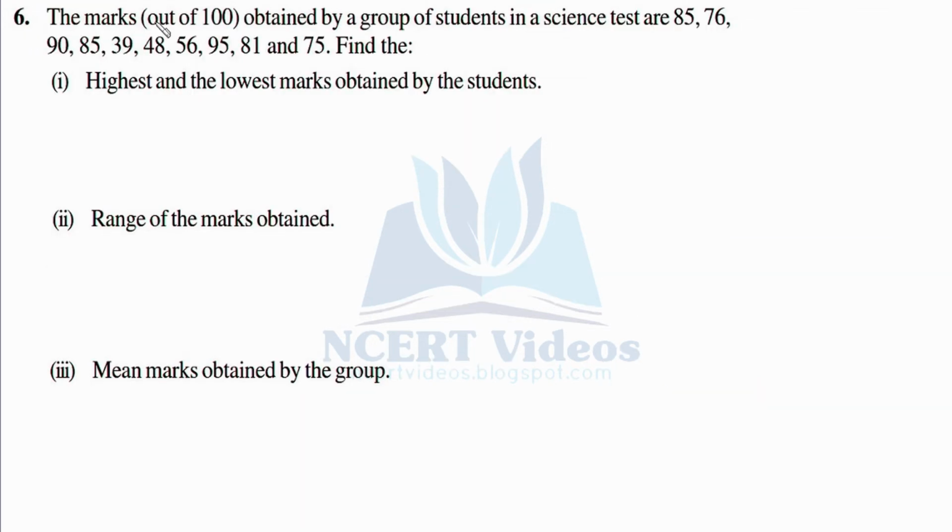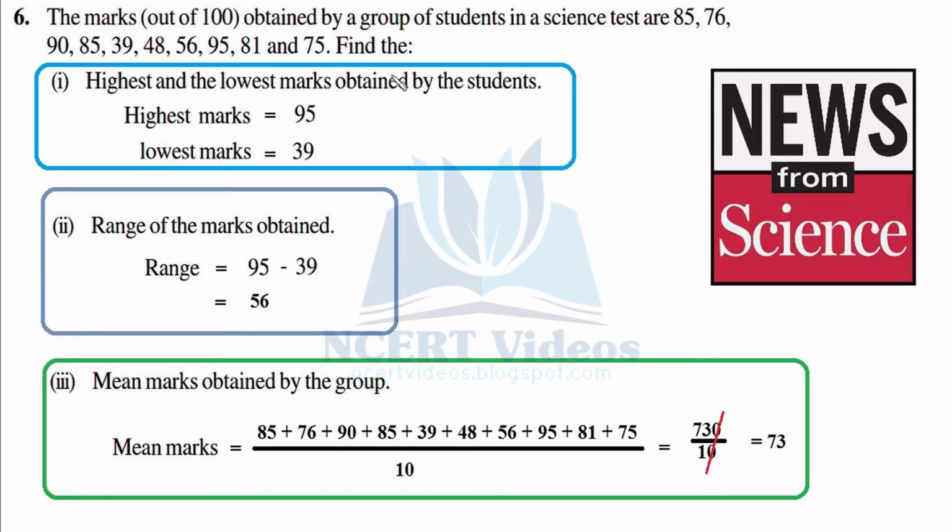Sixth, marks out of 100 obtained by a group of students in a science test are 85, 76, 90, 85, 39, 48, 56, 95, 81 and 75. Find the highest and the lowest marks obtained by the students, range of the marks obtained, and last, mean marks obtained by the group. First is highest and the lowest marks obtained by the students in science test.